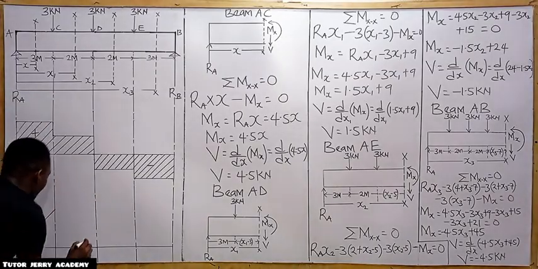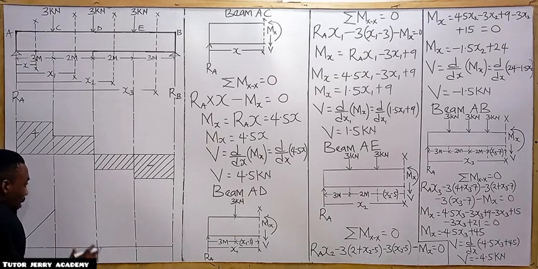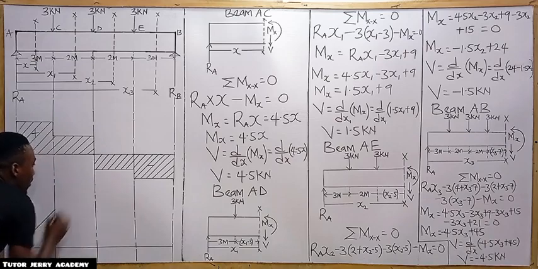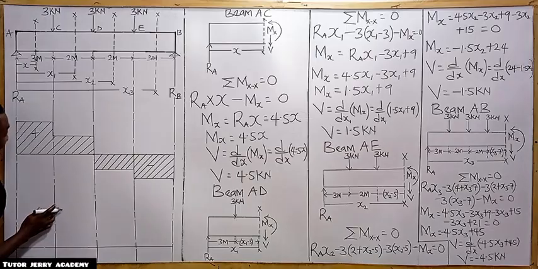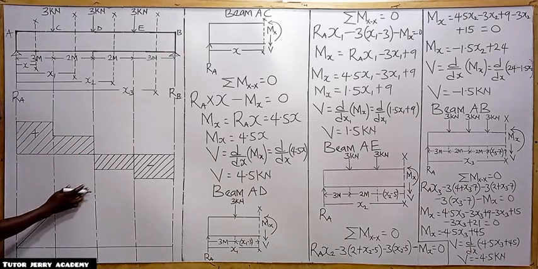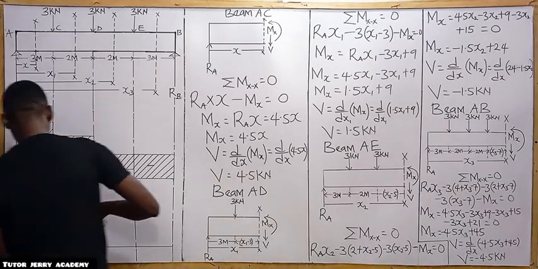So let's trace 16.5. From this point to this point is 13.5. Definitely 16.5 should be somewhere around here. All right. So we are going to use an inclined line. Again, we are having a constant line here. We are going to be using an inclined line to join this point and this point. All right.